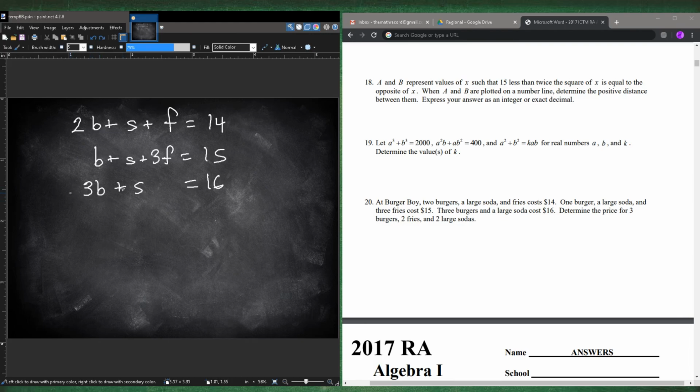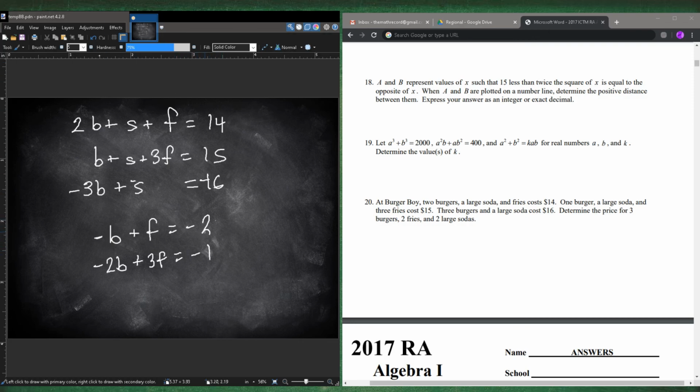So that's negative 3b plus a negative s equals -16. So you add this equation to this equation, right? You get negative b. The s cancels out, and then plus an f. -16 plus 14 is -2. Okay, now add this equation to this equation. So that's -2b. The s's cancel out, right? Because you want to cancel out the same variable. And then you have 3f. And -16 plus 15 is -1.